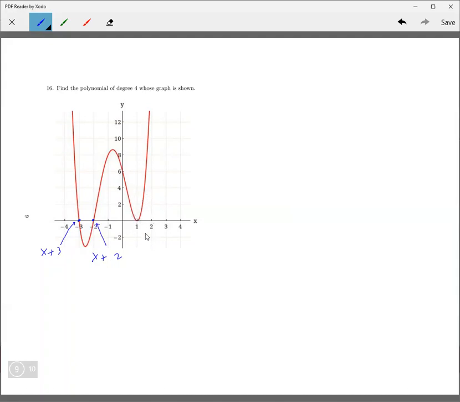Here, it touches and goes back up. So that means x minus 1 squared, because that looks like a parabola right there. So x minus 1 squared will be a factor. Okay, so you could have a times x plus 3 times x plus 2 times x minus 1 squared. Okay, that's going to be your general form. And it's degree 4 because there's 1, 2, 3, 4. The highest power of x is going to be 4.